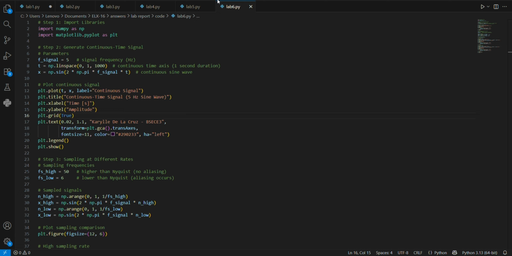For today's laboratory activity 6, we're going to explore one of the most important concepts in signal processing, sampling and aliasing. This is our final topic, so I'll make everything clear, visual, and easy to understand.